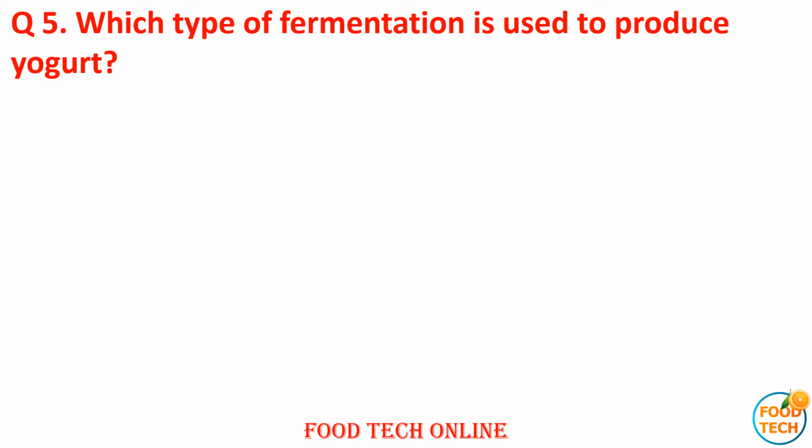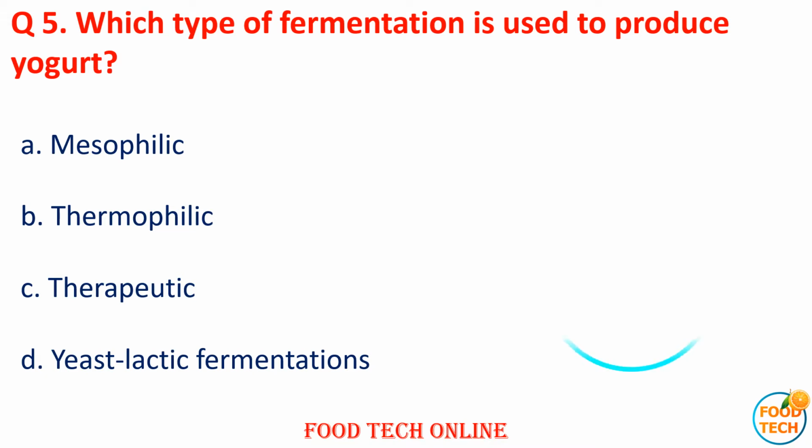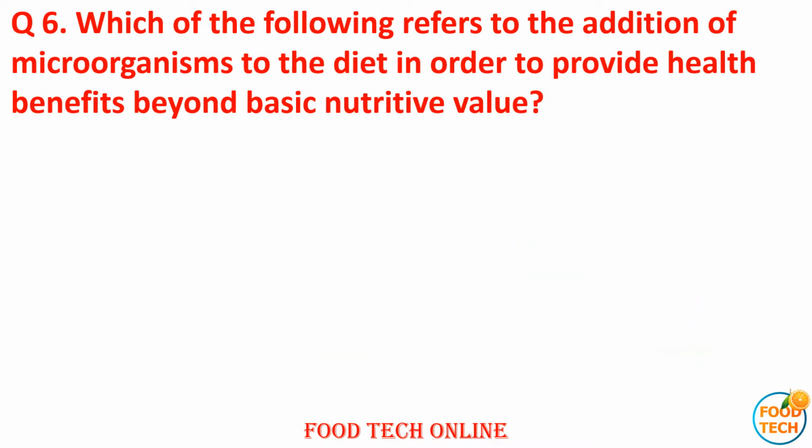Question 5. Which type of fermentation is used to produce yogurt? A. Mesophilic. B. Thermophilic. C. Therapeutic. D. Yeast lactic fermentation. Answer B. Thermophilic.